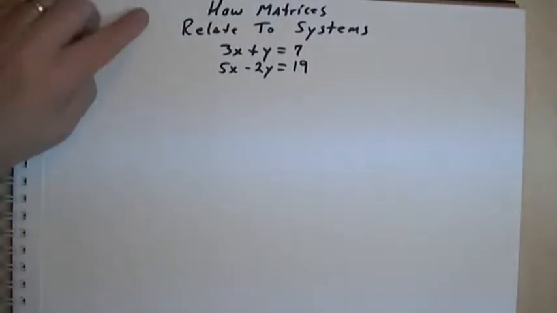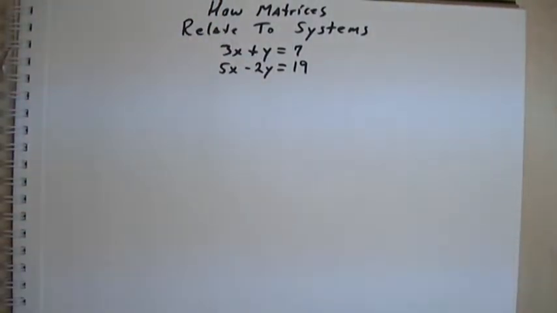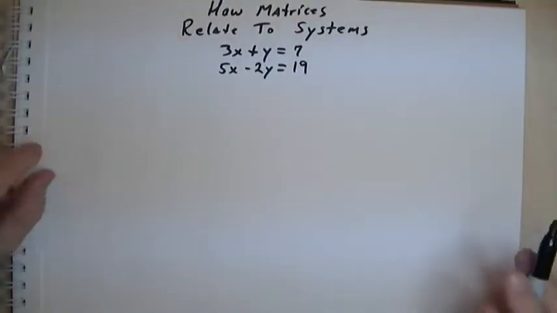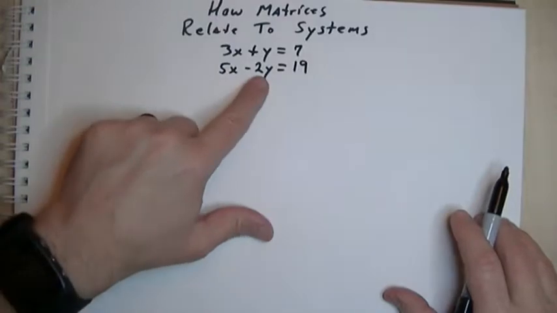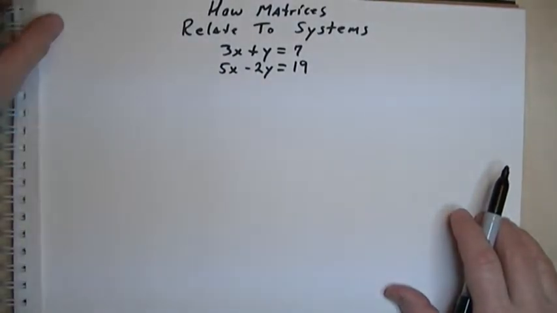Okay, we're going to talk about how matrices relate to systems of equations, systems of linear equations. We're going to start with a simple example: 3x plus y is 7, and 5x minus 2y is 19.